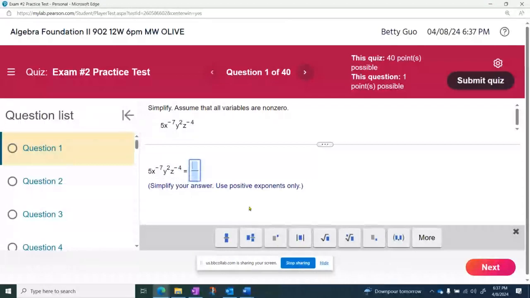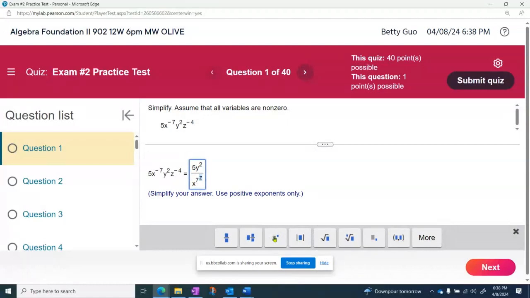This is the quotient bar. Numerator, we have 5y to the power of 2, y squared remains in the numerator. Denominator, we're going to have x to the power of 7 times z to the power of 4. Be very careful with the z's here, and then to the power of 4.